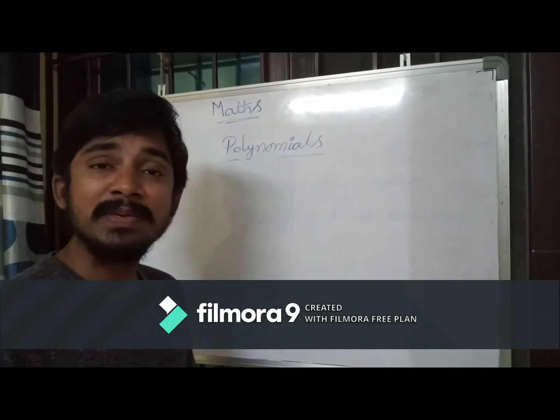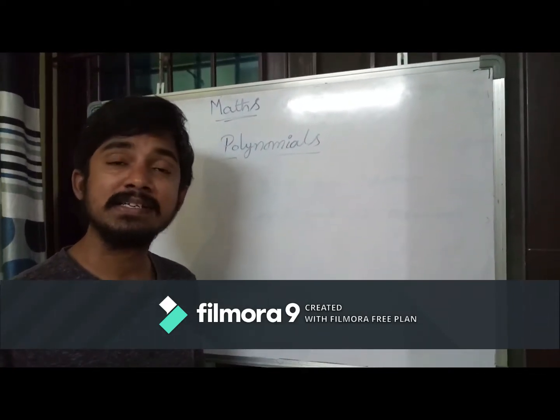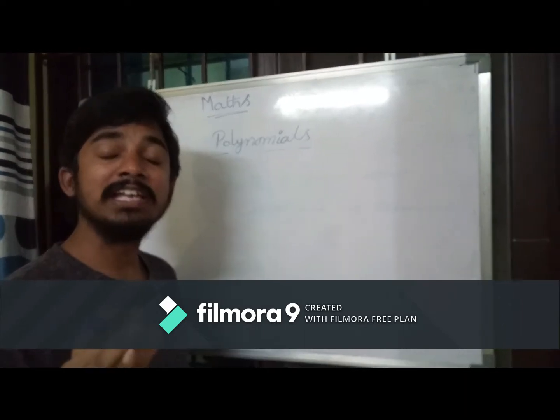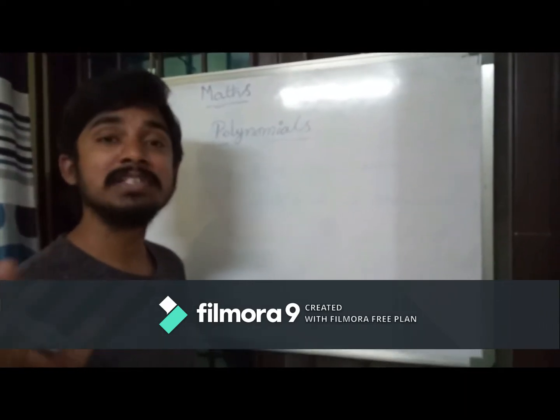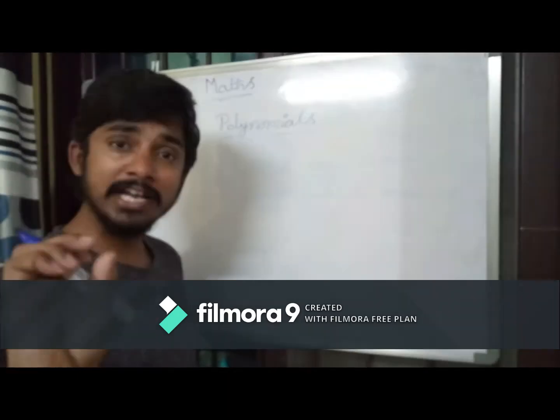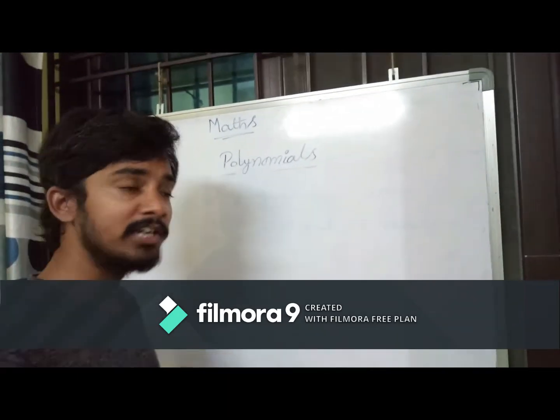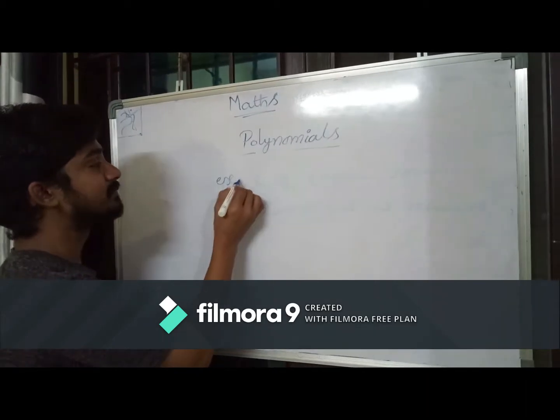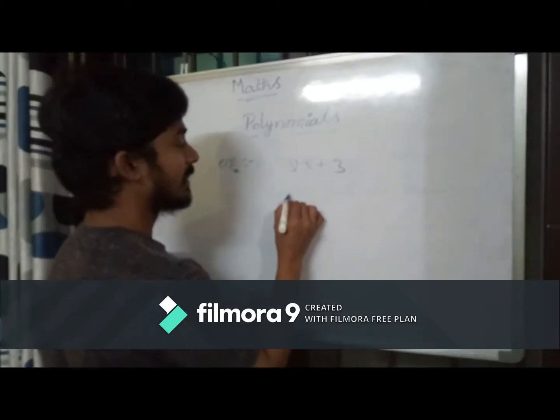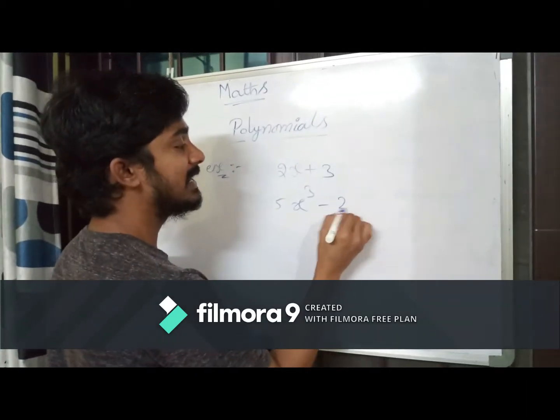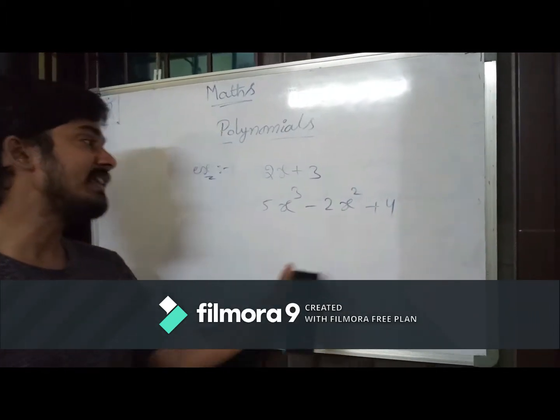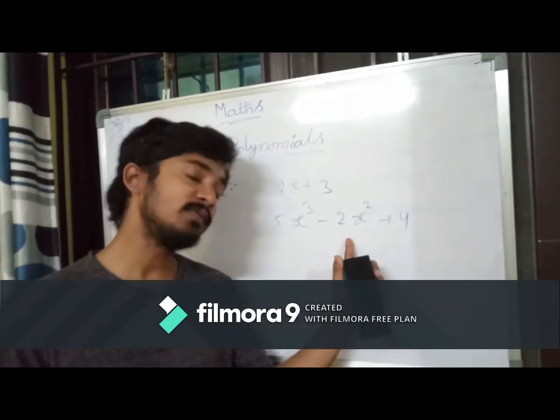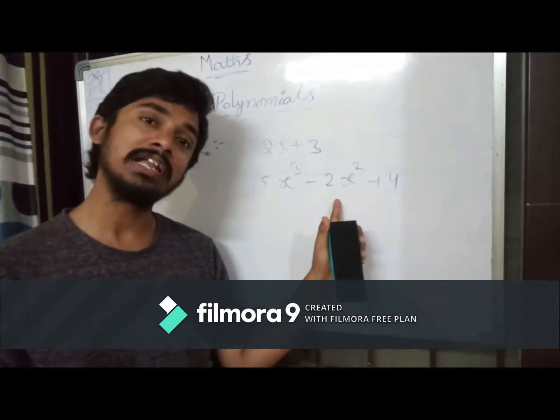Here polynomials means it's an algebraic expression which contains both variables and constant terms with non-negative powers. For example, 5x cube minus 2x square plus 4. This one is also an example for a polynomial.